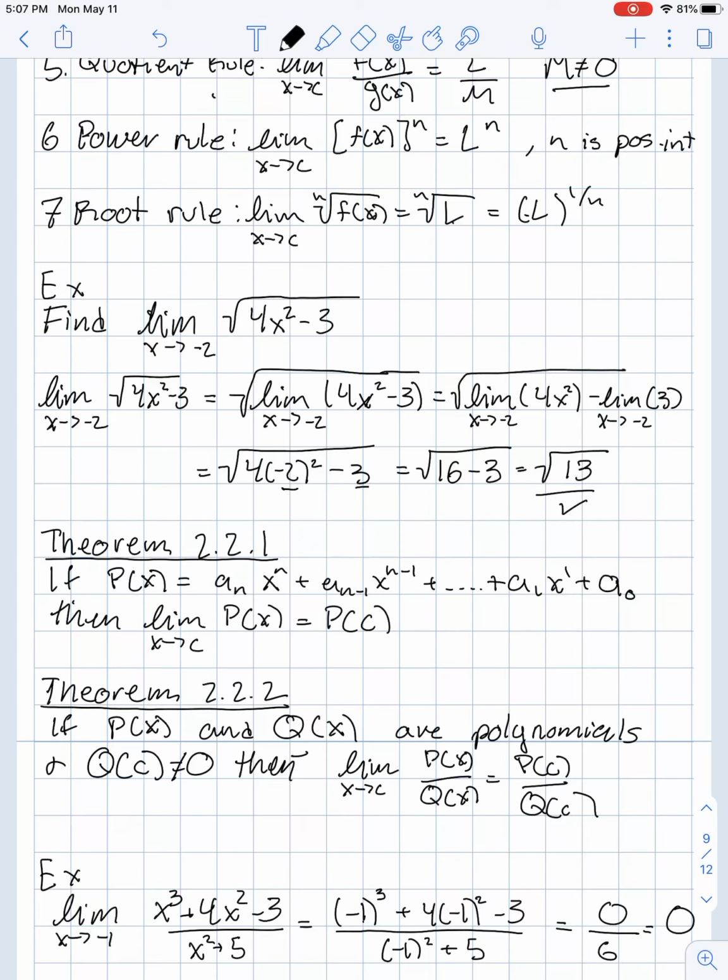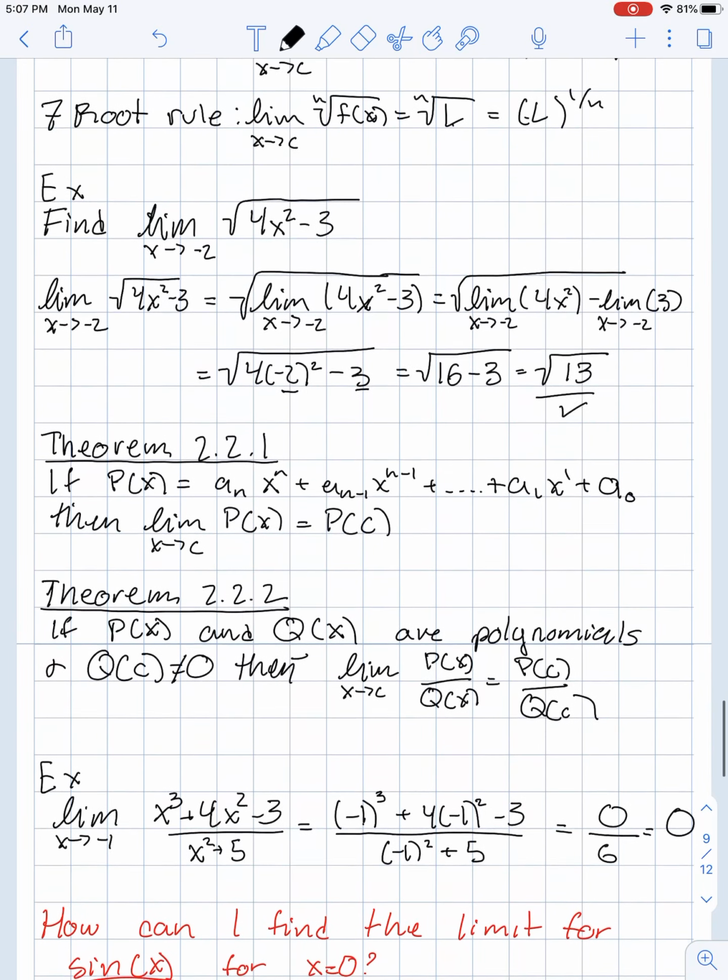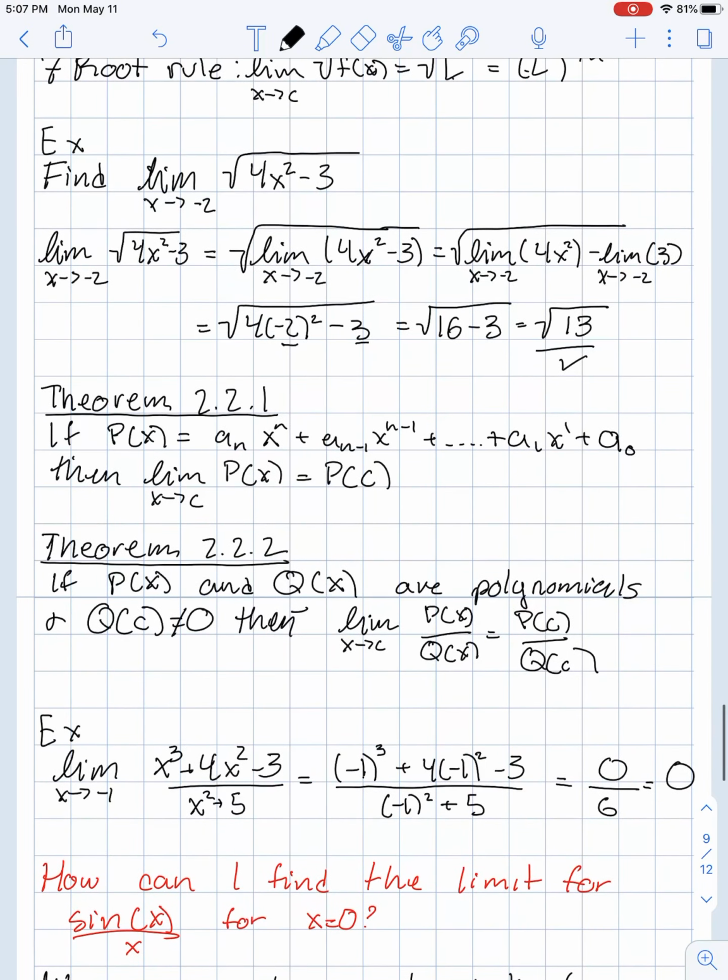Well, one problem that I didn't talk about where a limit doesn't exist is when we have 0 divided by 0, which usually means it's the indeterminate form. We'll get more into that later in the semester, but for now, let's talk about a really fun limit, one of my favorites. And we're going to ask, how can I find the limit of sine of x divided by x as x approaches 0?